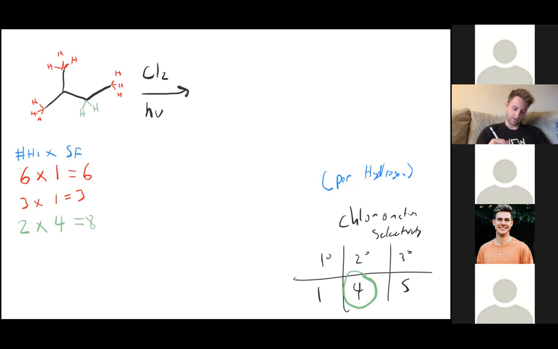Lastly, taking a look at our tertiary center. It's only got 1 hydrogen on it, so 1 hydrogen times its selectivity factor, which is 5 here. So its selectivity would be 5. We can add these all up if we want to get a rough percentage of our reaction. So 6 plus 3 is 9, plus 8 is 17, plus 5 is 22.